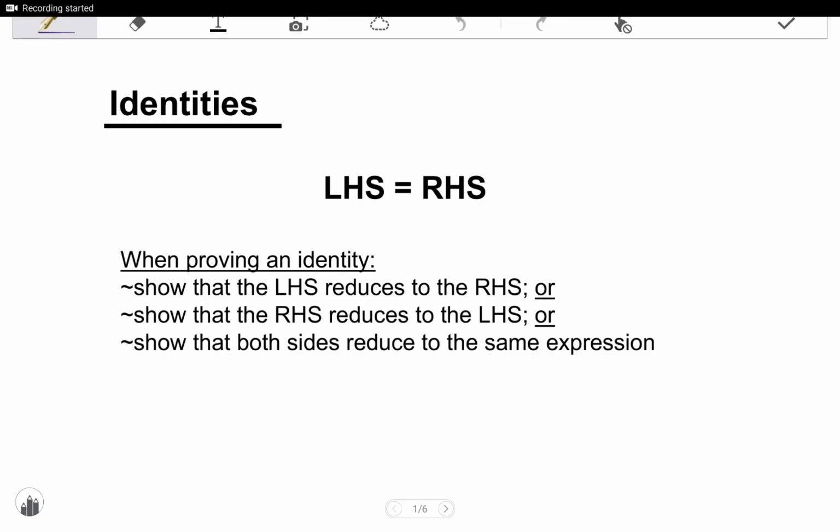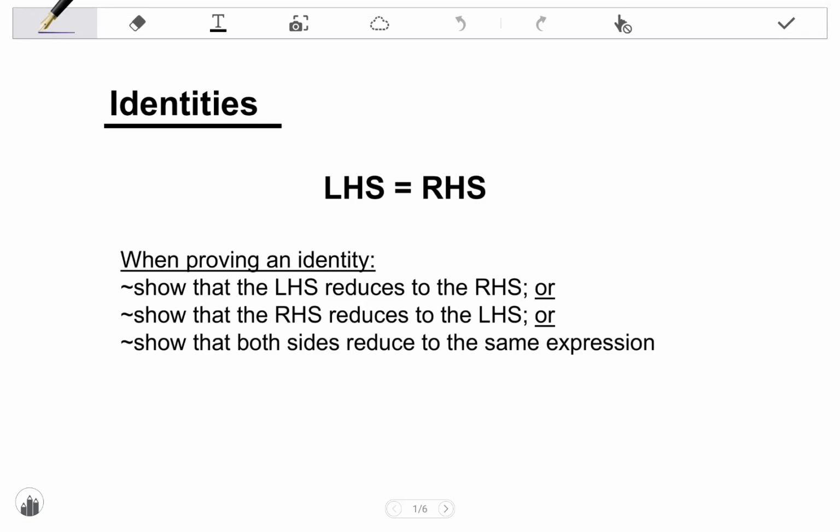In this video, we look at grade 12 identities. Now, we have worked with identities before, but what changes in grade 12 is the inclusion of double angles and compound angles in the identities.